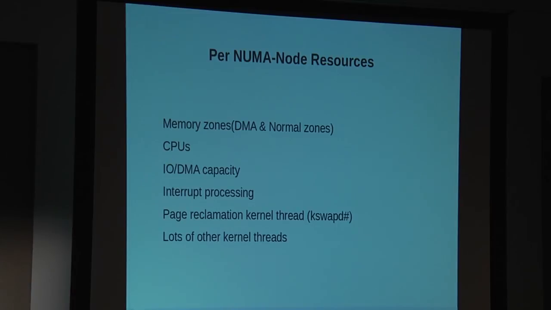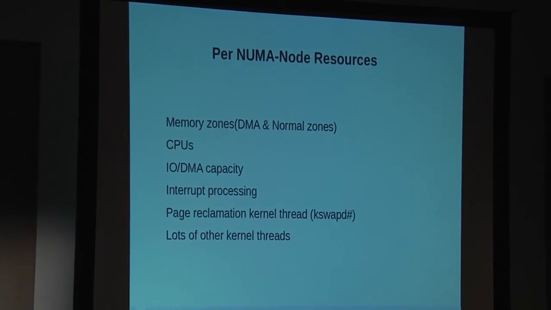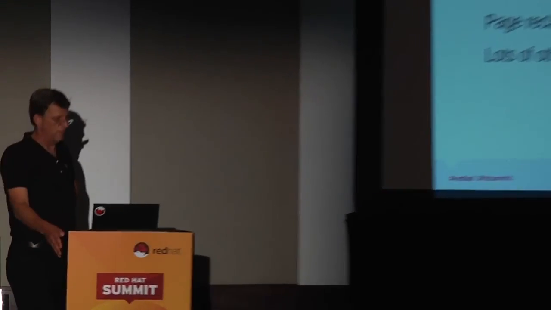You want to talk about some of these, Larry? Yeah, just to follow up a little bit on what I was talking about earlier. The kernel itself manages or maintains resources on a per node basis: memory, CPU, I/O DMA capacity, interrupt processing, page reclamation. So the kernel is actually running independently, or has threads running independently, on each one of these nodes, and they're interacting between each other.